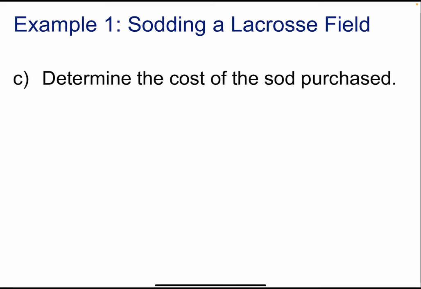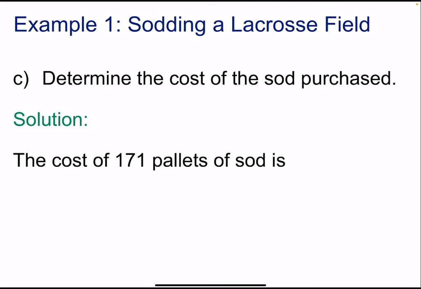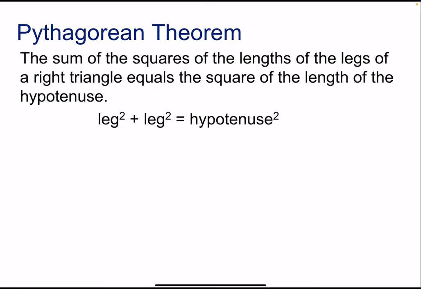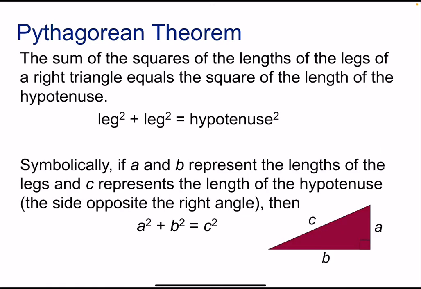Now determine the cost of the sod purchased. Well, we know we need 171 pallets. Each pallet is $360. So therefore, the total amount needed to purchase the 171 pallets of sod is 171 multiplied by 360, and you can calculate that equals $61,560. Okay, fairly straightforward.